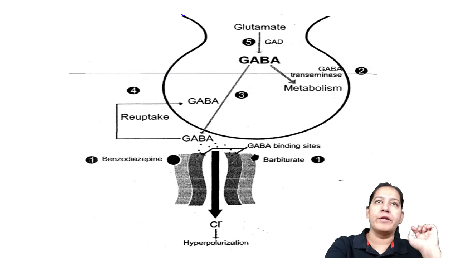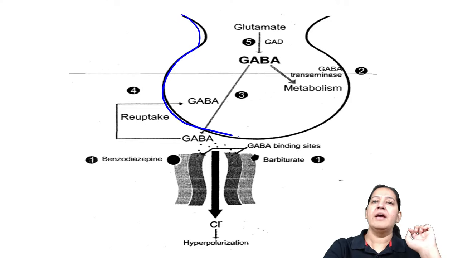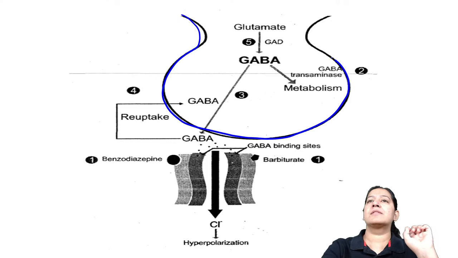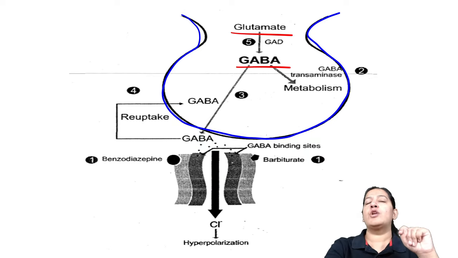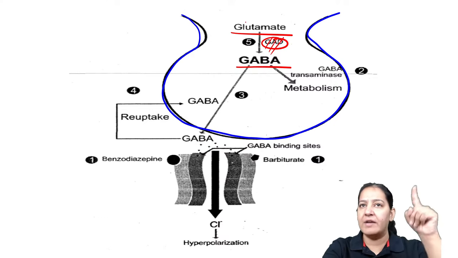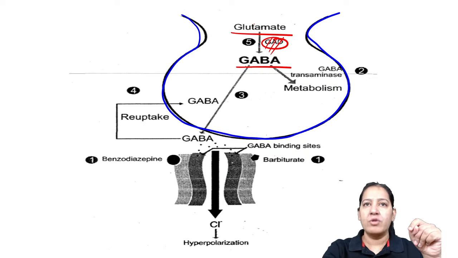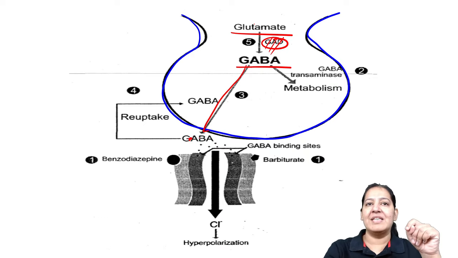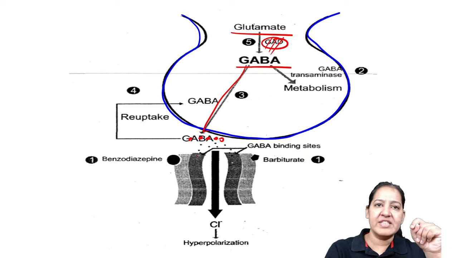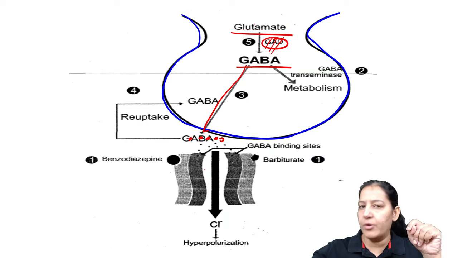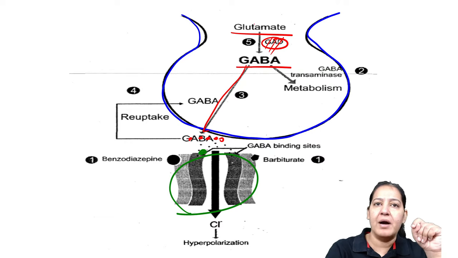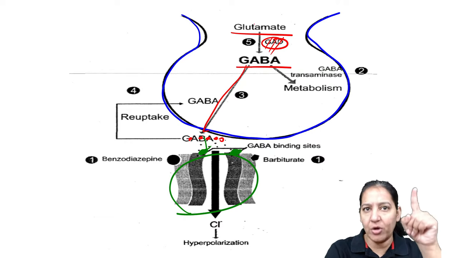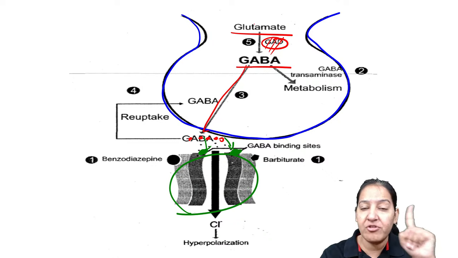Can you see? This is a neuron in the brain. Inside the neuron, GABA gets synthesized. This is GABA. Glutamate gets converted to GABA with the help of this enzyme, glutamic acid decarboxylase. So GABA comes out into the space here. These are the receptors of the GABA on the brain cell. GABA will act on these receptors and it is an inhibitory neurotransmitter.